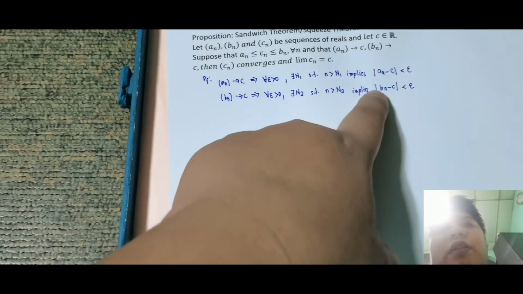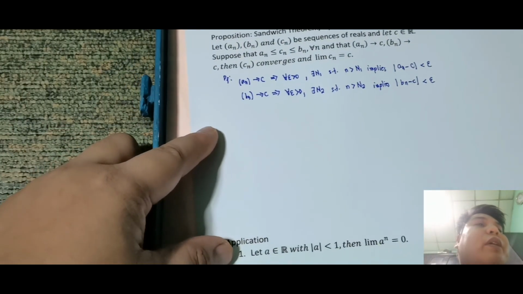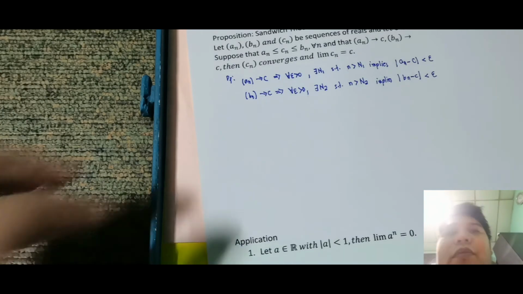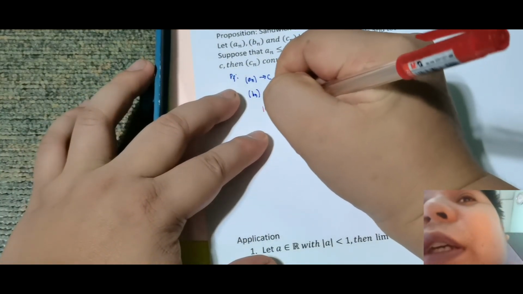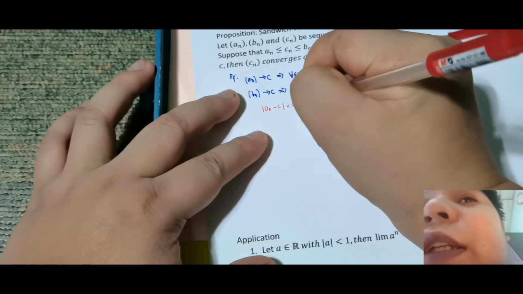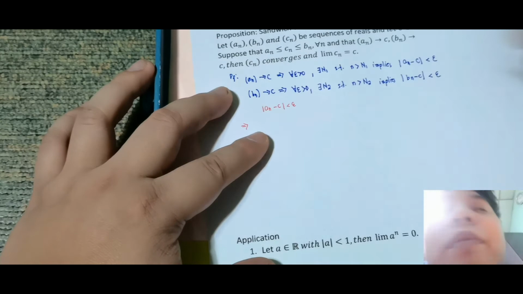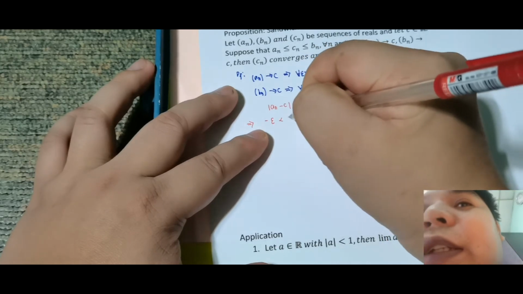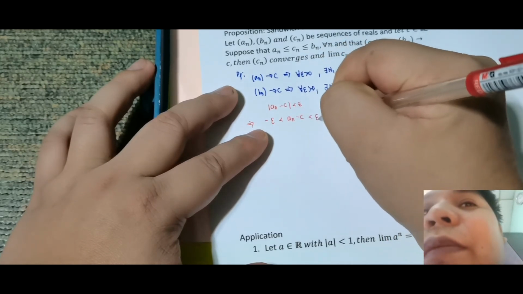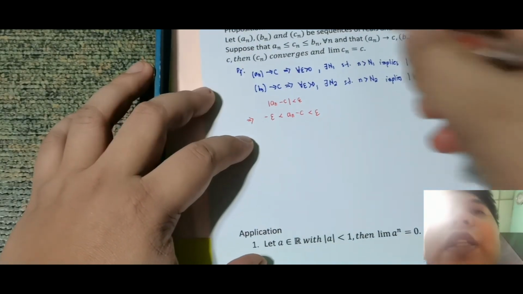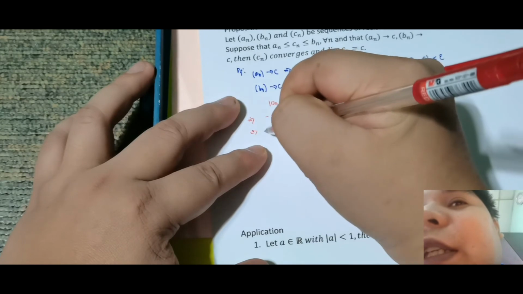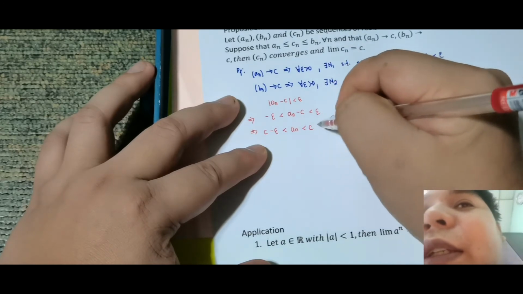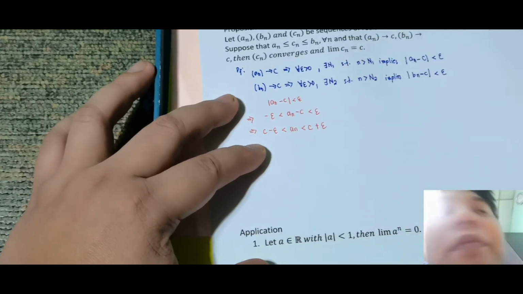Okay, so now I'll consider this part and this part. Consider first the absolute value of A sub n minus C less than epsilon. By definition of absolute value, that is negative epsilon is less than A sub n minus C less than epsilon. Then I add C to both sides. This implies that C minus epsilon is less than A sub n less than C plus epsilon. So that is the first one.